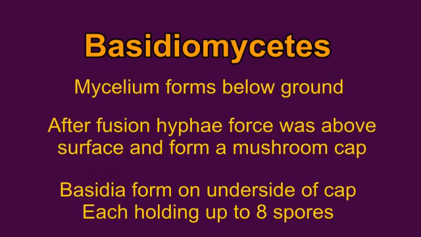In this method, the mycelium forms below the ground, and after a sexual fusion, the hyphae force themselves up to the surface and grow into a mushroom cup. Basidia develop on the underside of the cap, along the gills, and each basidium may have up to 8 basidiospores contained within it.